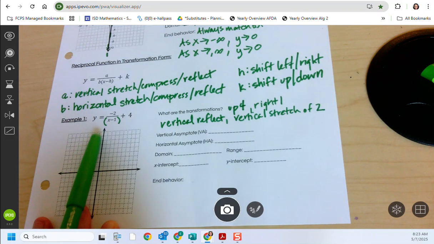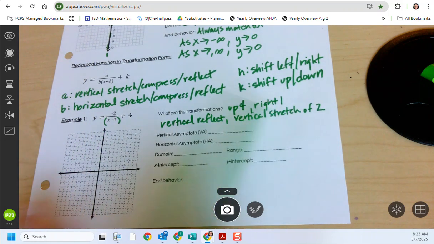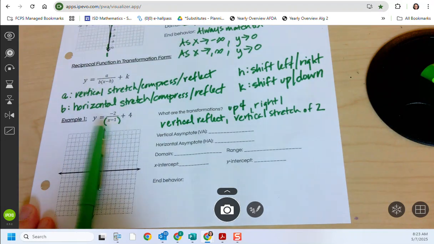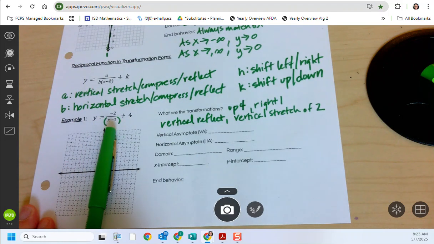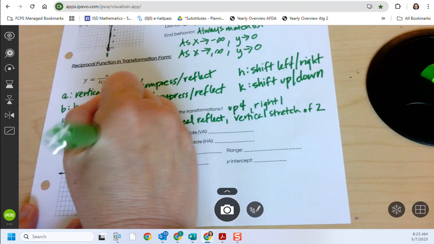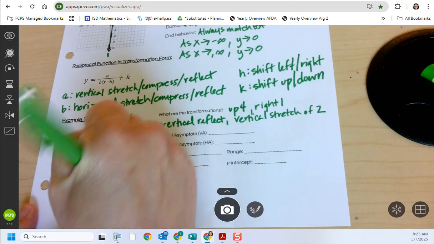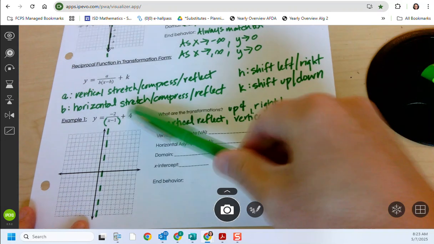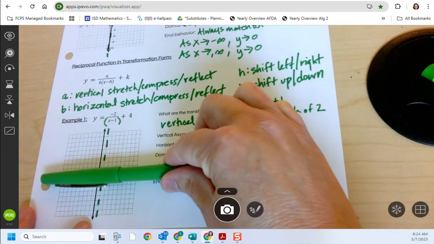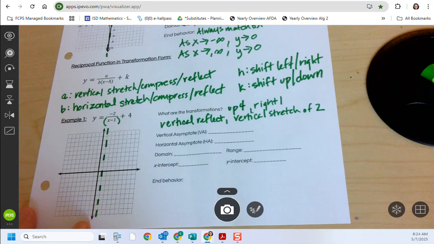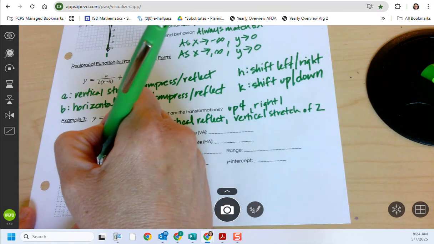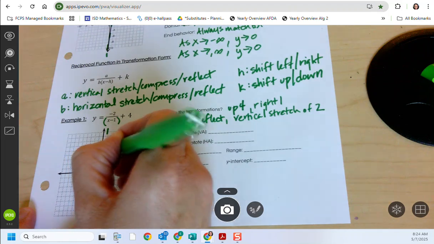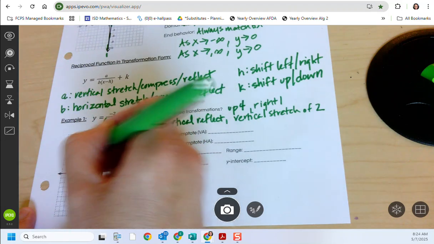So your transformations are that we shift right 1. So this one goes right 1. So it was at x equals 0, but now it's at x equals 1. This one is up 4. So it starts at 0 and it goes up 4. So it's like right here.